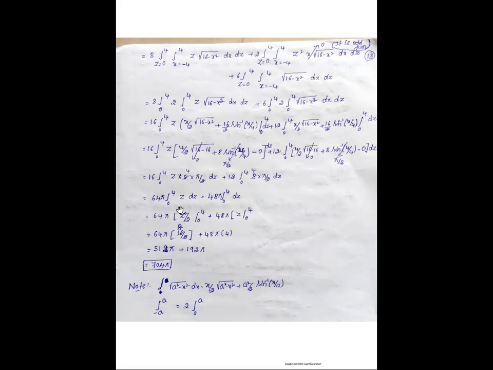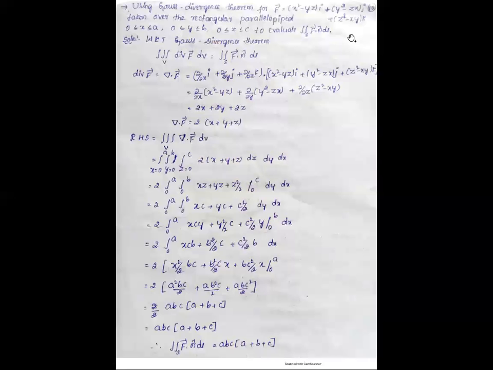Here 64 pi z with respect to z is z square by 2 between the limits 0 to 4. 48 pi into 1 with respect to z is z between the limits 0 to 4. Apply upper limit: 4 square is 16 by 2, which is 8. Here 64 into 8 is 512 pi, plus z is 4, 48 into 4 is 192 pi. Adding these two, we get 704 pi.